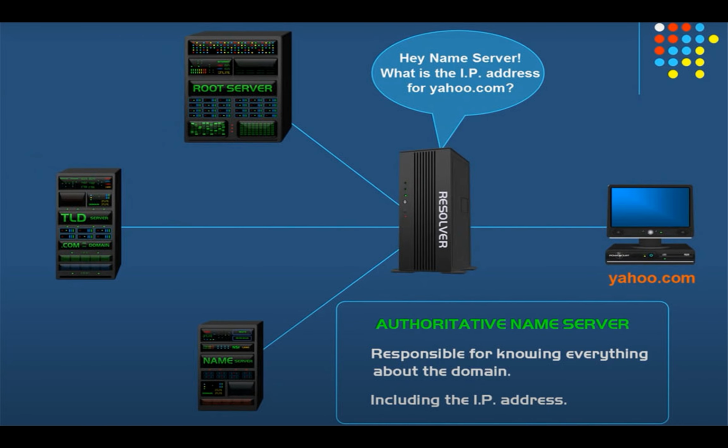Okay, right, so then if we look at the authoritative name server, that's going to be this one here. That's responsible for knowing everything about the domain, including the IP address. So that's going to have the DNS record.